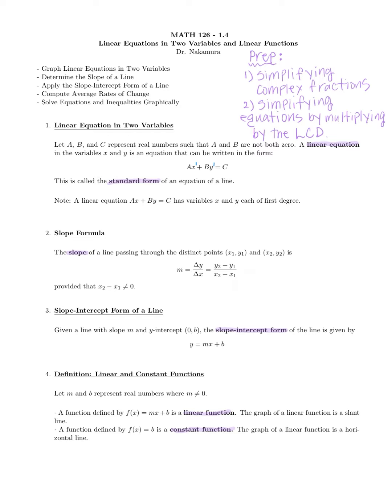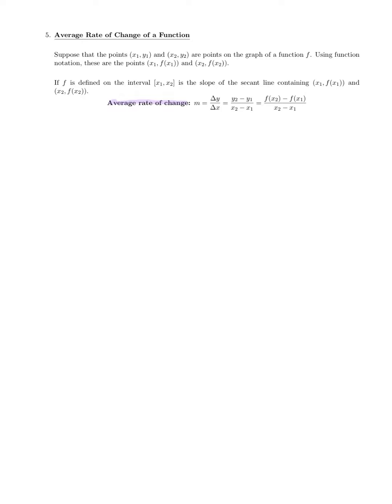And also, we're going to learn about the slope formula. I will write all these out as we go along, but I just wanted to show you what we're about to go over. So let's just go over the sheet. We have a slope formula coming up, and right after that, we're going to learn how to write an equation of a line in slope-intercept form. And then we're going to learn about the definition of a linear function and the constant function. And at the very end, we'll learn how to compute the average rate of change.